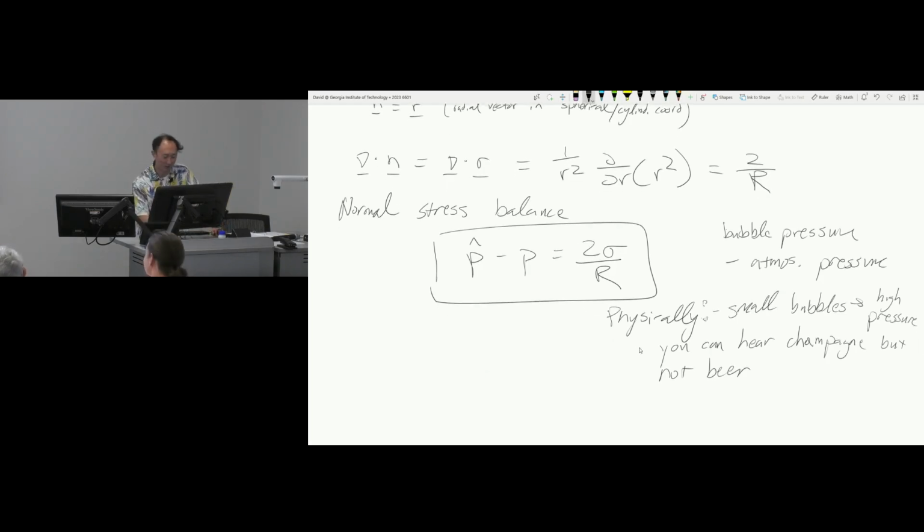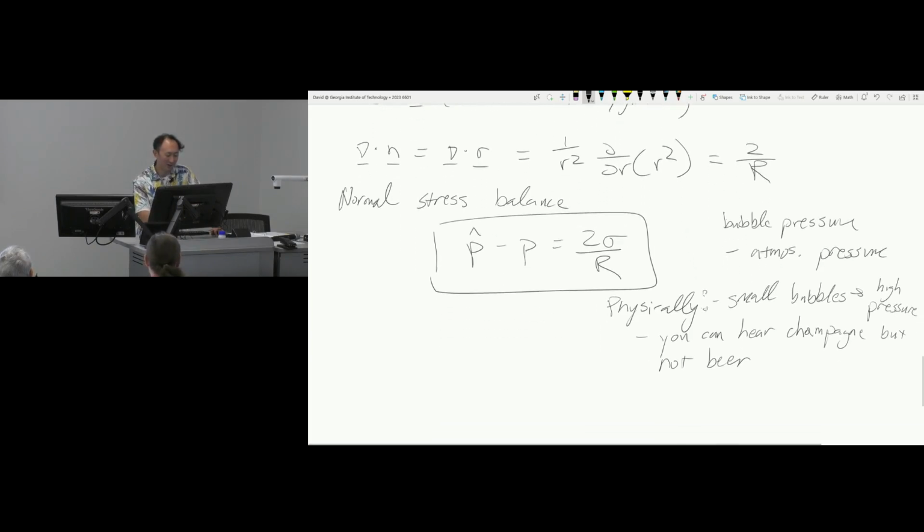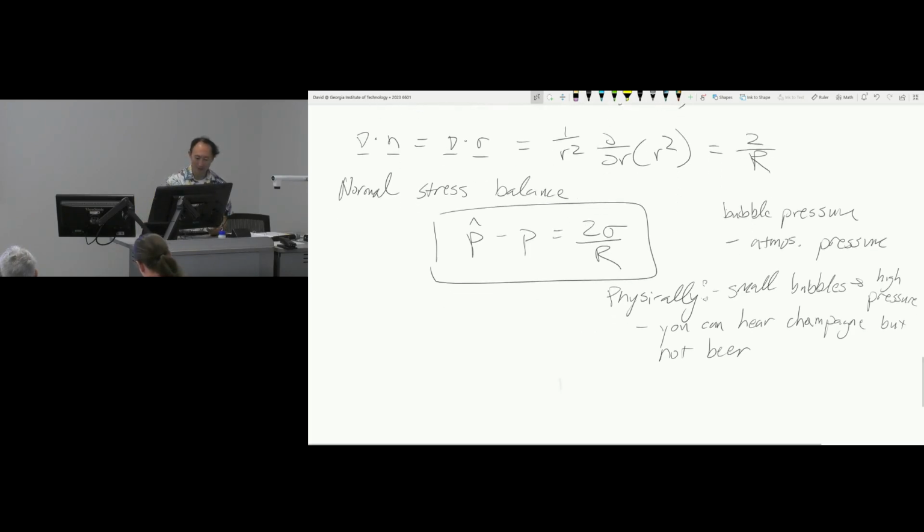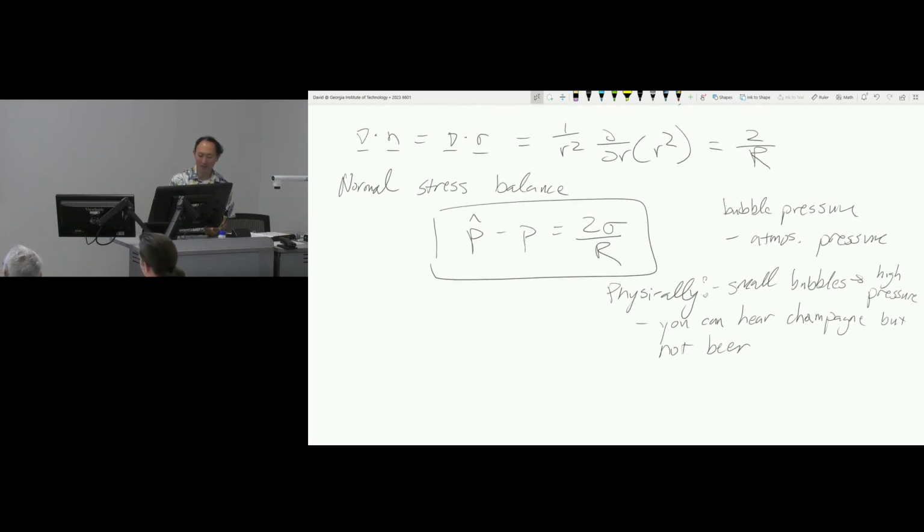Okay, so you can hear champagne but not beer. And there's a whole Physics Today article on how they figure out those bubble sizes. So in this equation, the pressure drop is a function of surface tension and R. You can also get this from dimensional analysis.